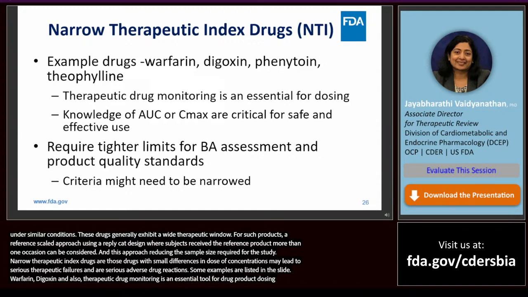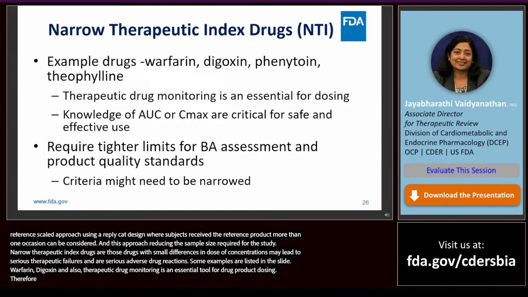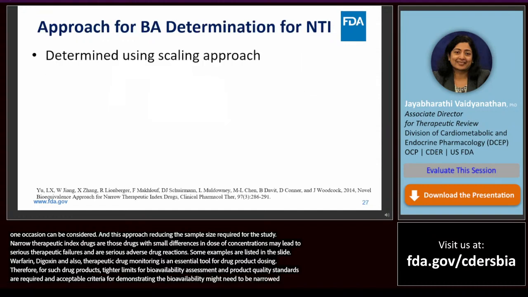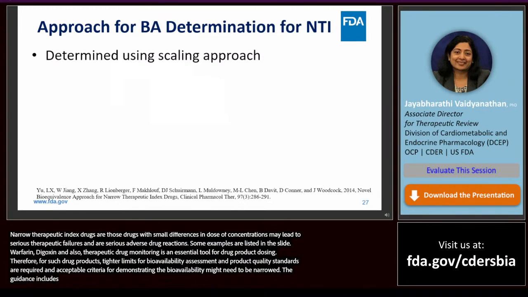Therefore, for such drug products, tighter limits for bioavailability assessment and product quality standards are required, and the acceptance criteria for demonstrating the bioavailability might need to be narrowed. The guidance includes the reference cited below, and you can refer to this for more details.